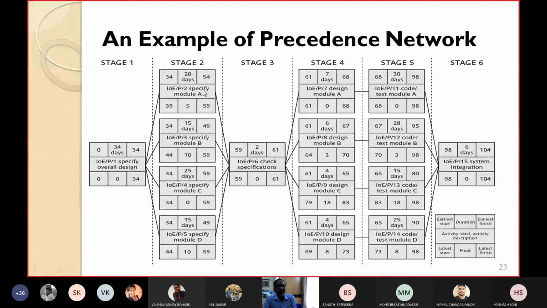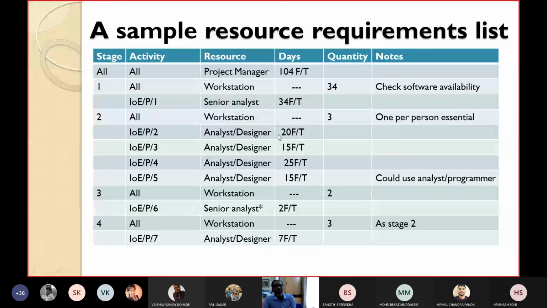P2 is the specify. So specify module A, module B, module C, and module D. So we require either an analyst or a designer. And for how many days? 20 days full time we require.